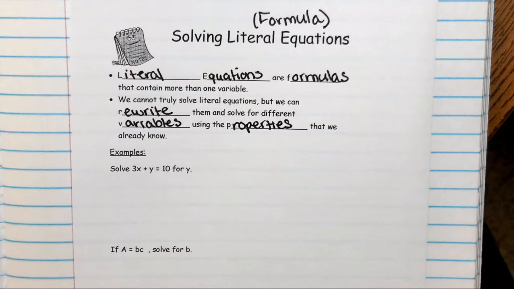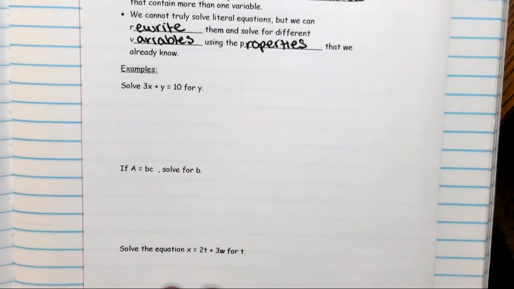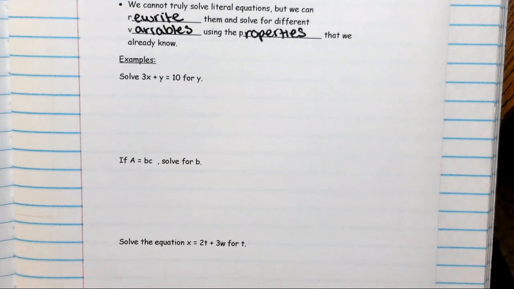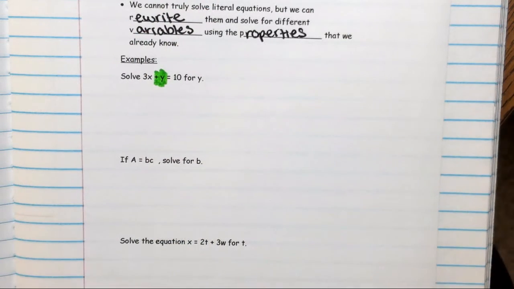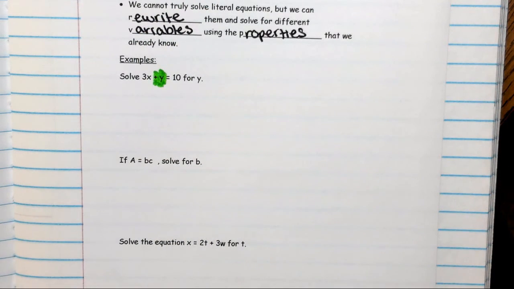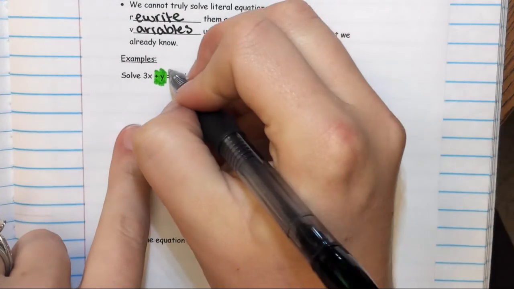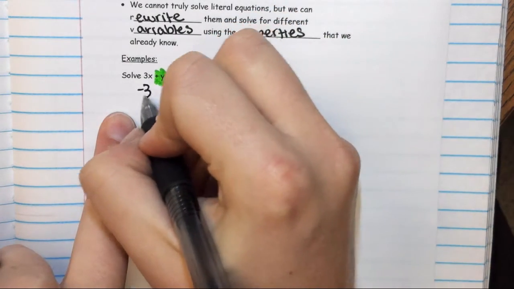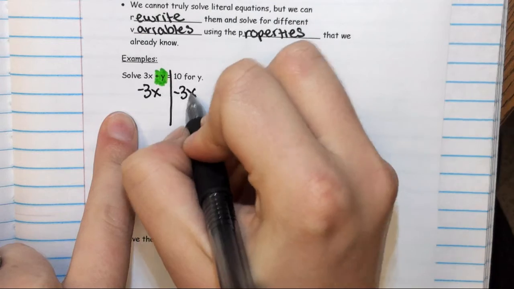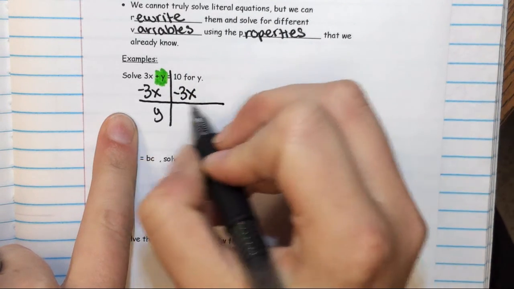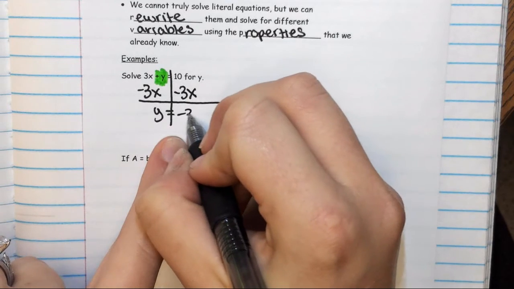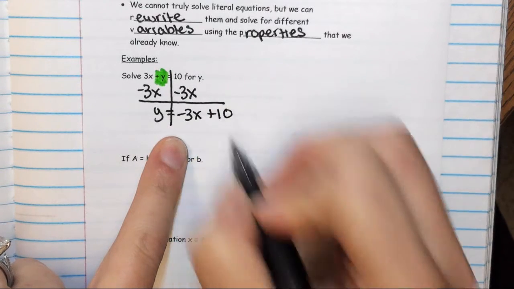that we already know. So for example, if I have 3x plus y equals 10 and I want to solve that for y, that means I want to isolate y. And I like to highlight or circle the variable that I'm solving for, and in this case it's y. So in order to get y by itself, I'm going to use the subtraction property of equality, and I'm going to subtract 3x from both sides. So when I do that, I'm left with y is equal to negative 3x plus 10.